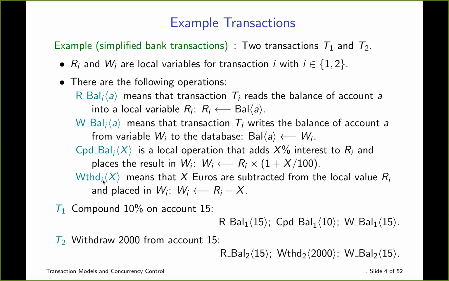So let's consider that what transaction 1 wants to do is compound 10% on the account 15. The first thing it's going to do is read the balance of 15. So it's going to read 15 in. What's the balance of that? Then, inside that local variable, it's going to compound that balance by 10%. It's going to add 10% to whatever is there, and then write that back out to the database.